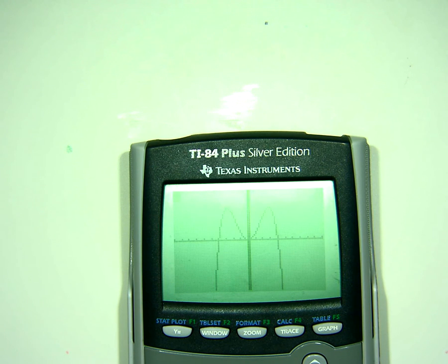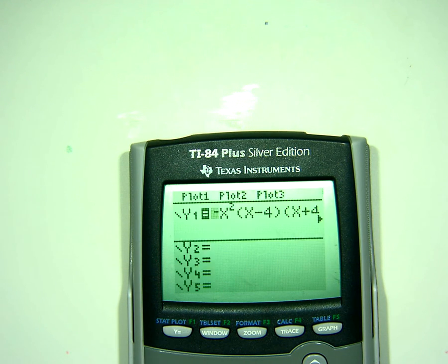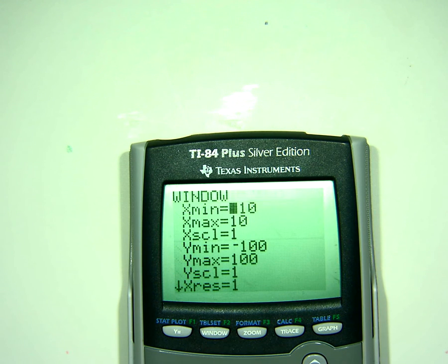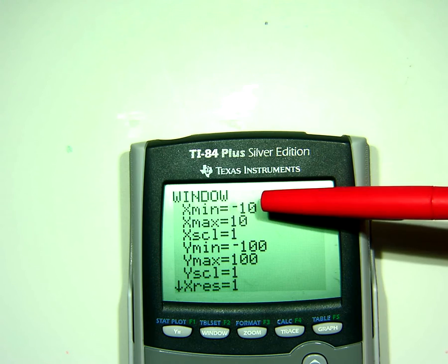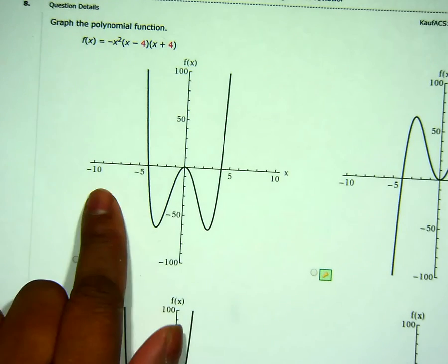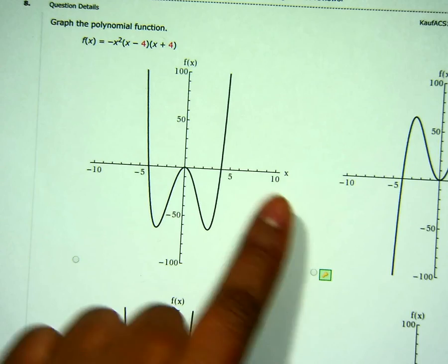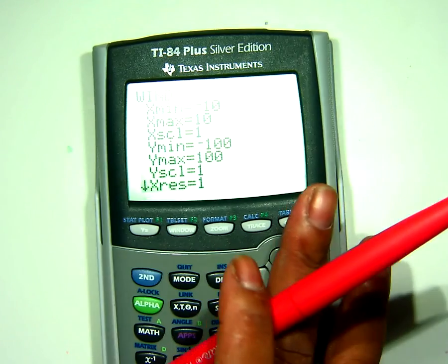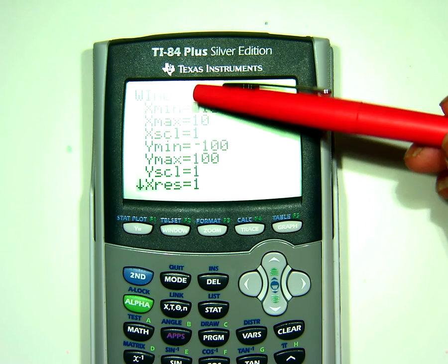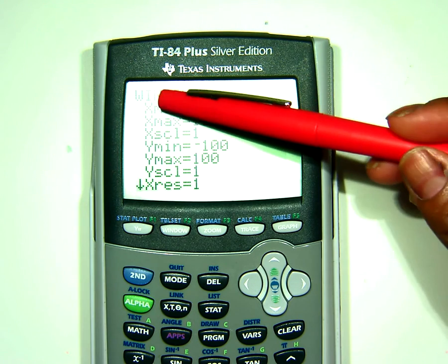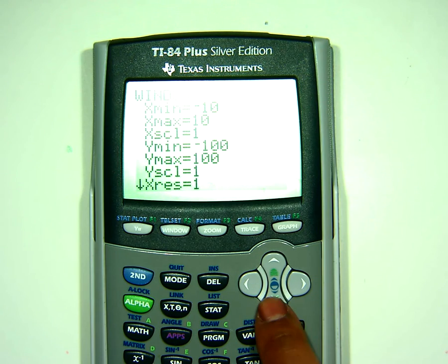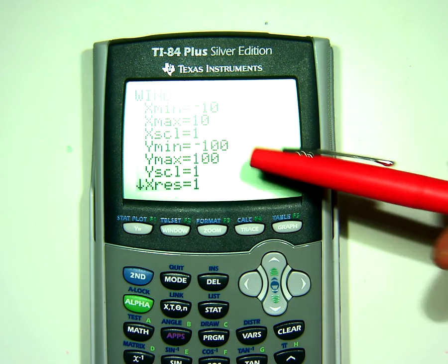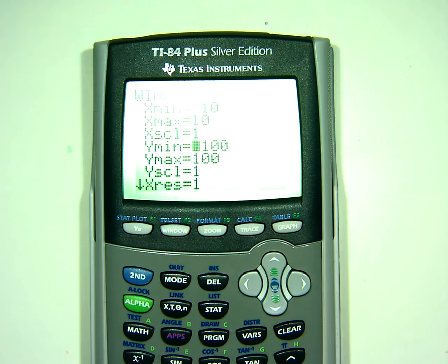So let me show you what I did again. Hit Y equal key. There's your information. Go to Window. And I'm looking at my x-axis and my y-axis. If you look at your x-axis for each problem, you got negative 10 and 10. Then if you look at your y-axis, you got 100 and negative 100. So when I hit Window, I made sure that my minimum for x and my max for the x-axis were negative 10 and 10. Then I changed my y. I made sure my minimum was negative 100 and my max was 100.